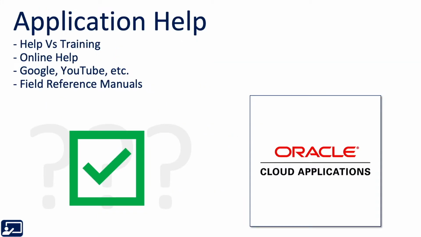Okay, so now we're done with this video. You should understand the difference of help versus training, the different versions of online help, also help that can be found on Google, YouTube, etc., field reference manuals, and even the FusionX.io help. If you don't understand, go back and watch it again. It's free. If you do, congratulations, you're ready to move on to the next lesson.